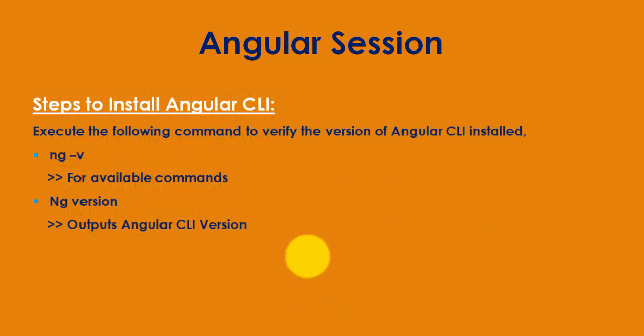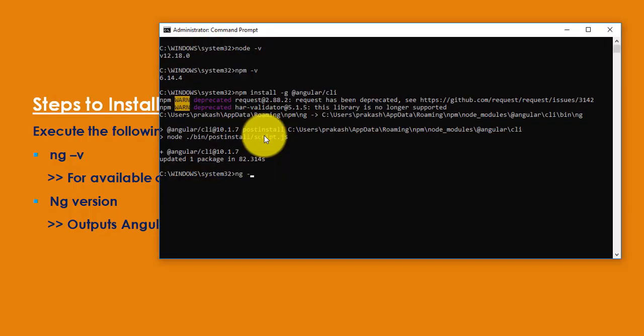Now our next step is to verify the installation. In the steps to install Angular CLI, execute the following command to verify the version of Angular CLI installed. Earlier we already installed our Angular CLI package. Next, we need to check what version of Angular CLI is installed on our system. The first command I need to execute is ng -v. So open the command prompt and run ng -v.